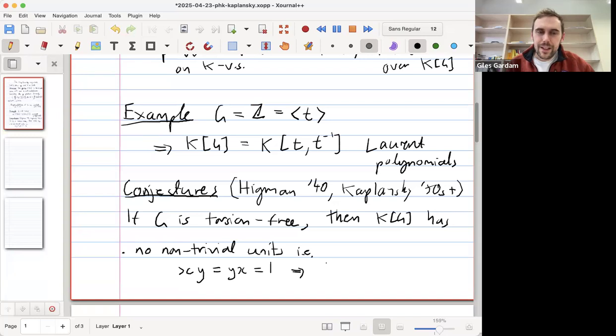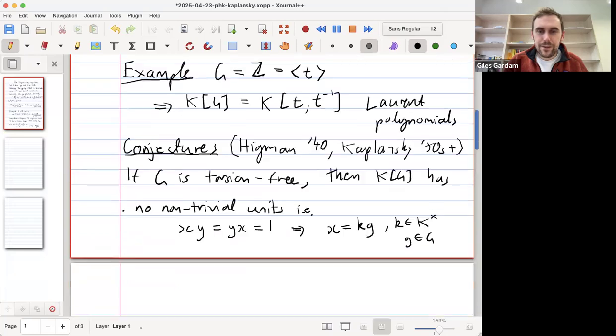So if I have a unit X, then actually it has to be of the form K times G, where K is some non-zero element of the field and G is some element of the group. So that's the first conjecture. The only units we have are the trivial ones.